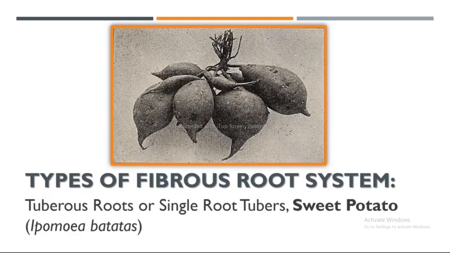The types of the fibrous root system include the tuberous roots or single root tubers, and the example of these tuberous roots is sweet potato, which is also known as Ipomoea batatas, as shown in the figure.